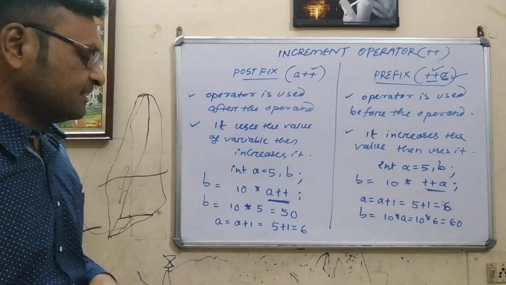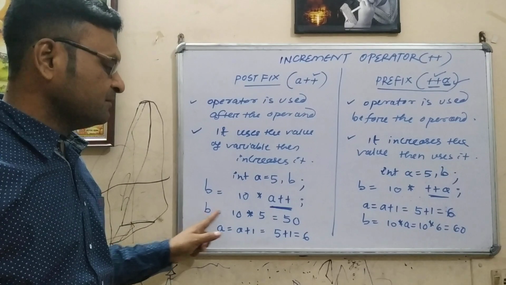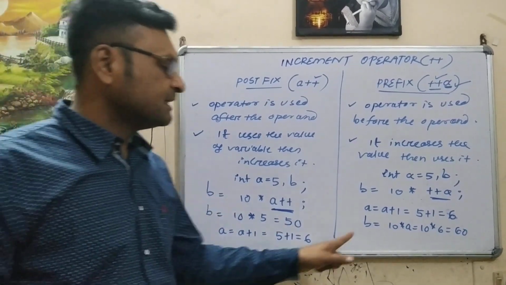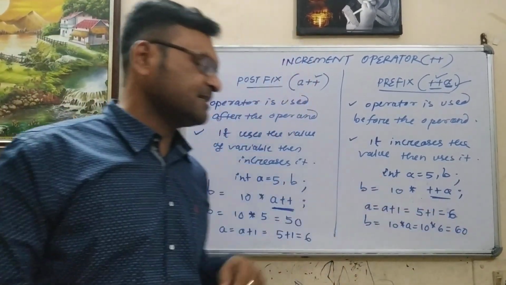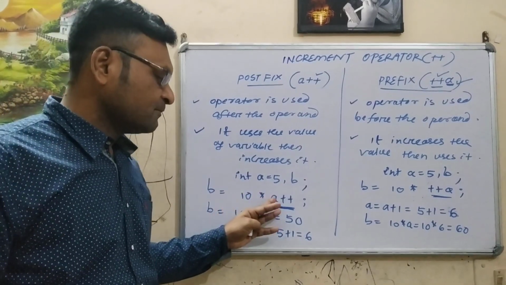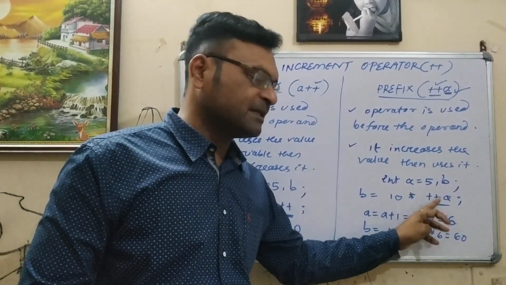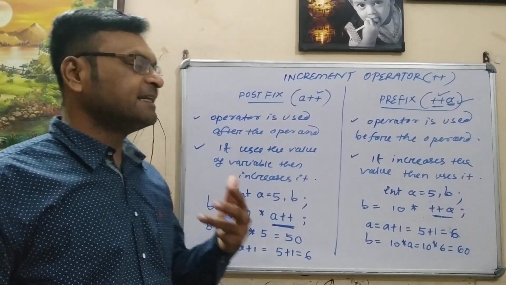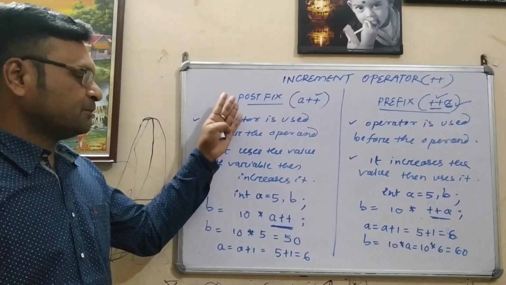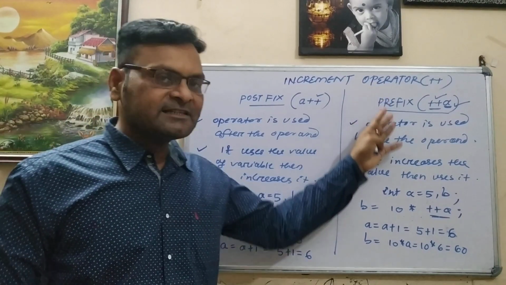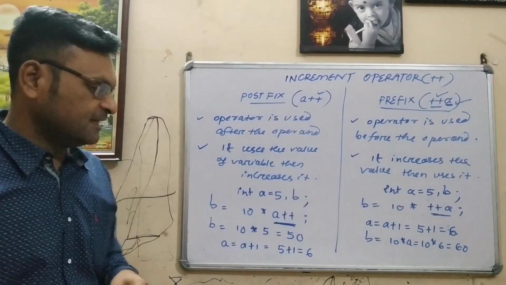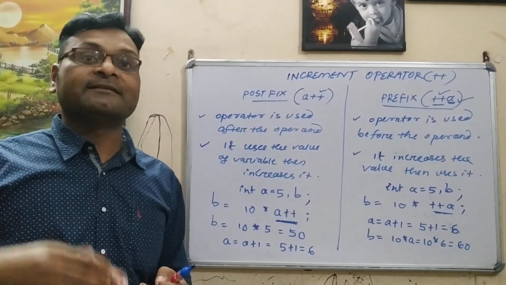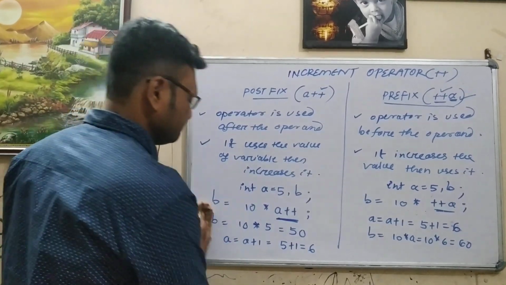Now you can see the difference. Here the b value is coming 50. Here the b value is coming 60. Due to this postfix increment and prefix increment. So this is about the increment operator in postfix way as well as prefix way. Similarly, you can write the decrement operator.